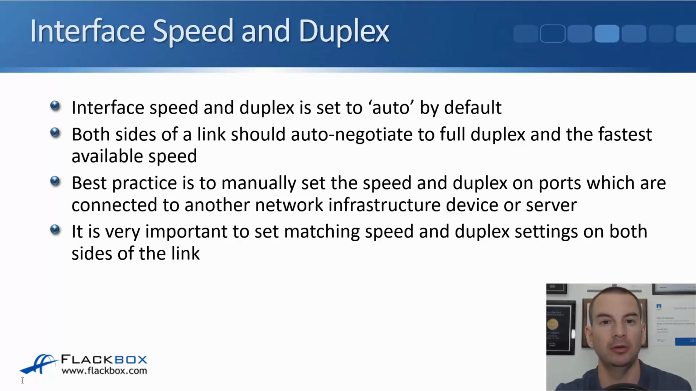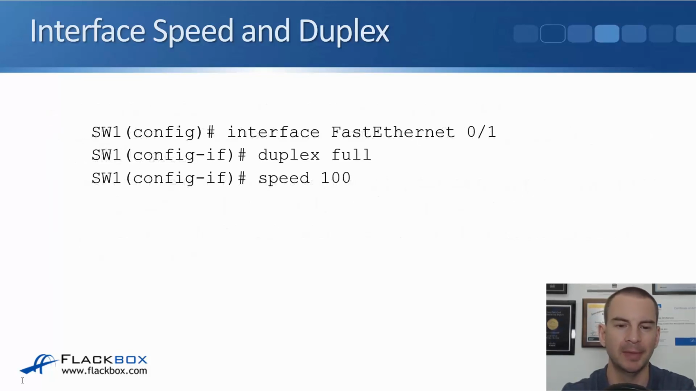If you set it to manual on one side and auto on the other, then that will often cause speed and duplex issues, which can bring the link down or lead to terrible performance on the link. So always do it the same on both sides. Important. Okay, let's have a look at the commands to do that.